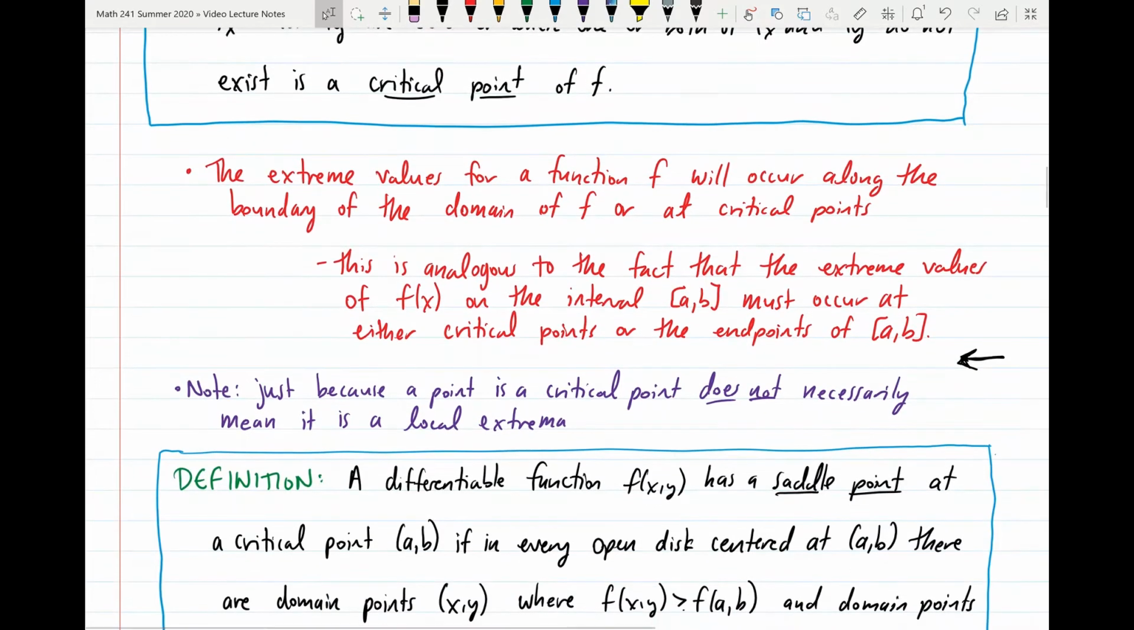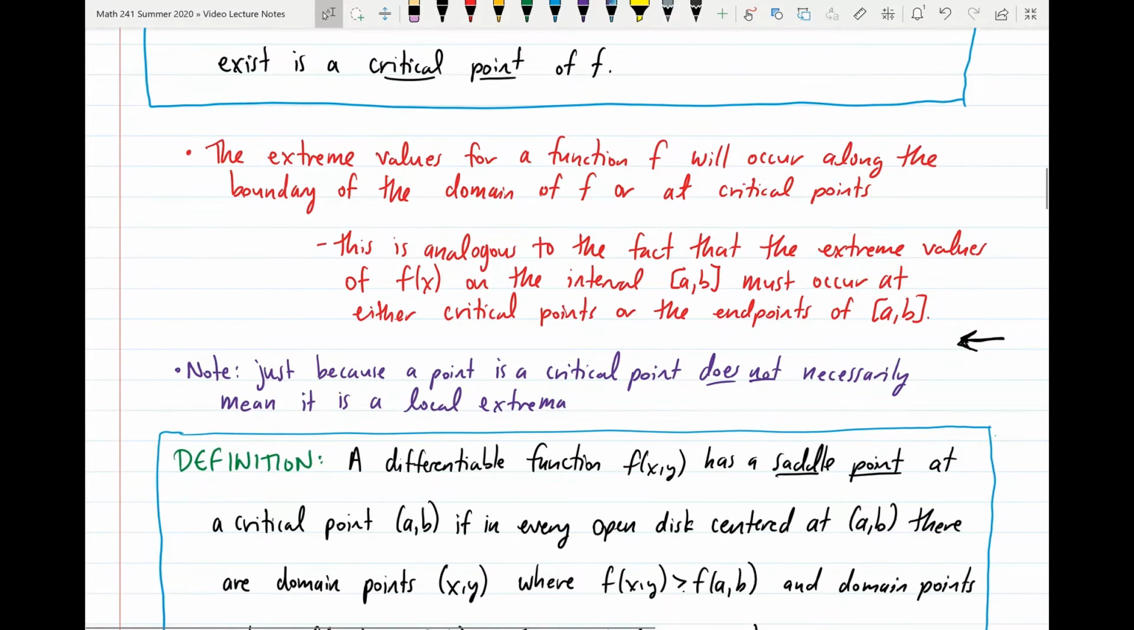So here's just some important information that's going to come in handy as we go through the video here, especially towards the end. The extreme values for a function f will occur along the boundary of the domain of the function f or at critical points.